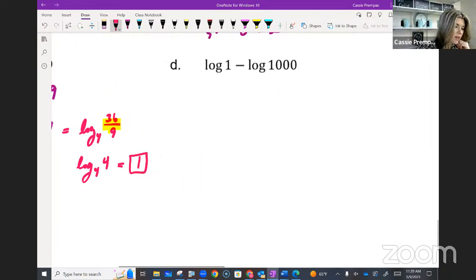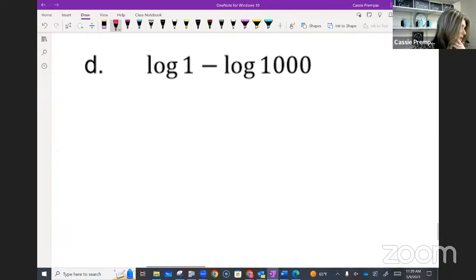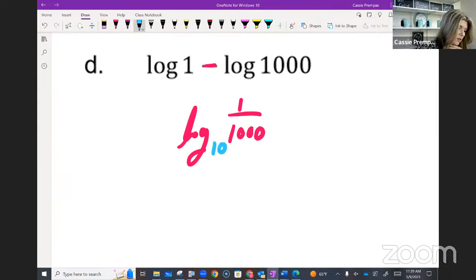Let's try this last one. A little tricky, not too bad. The minus sign, how do we bring them together? Divide, so this is log of 1 divided by 1,000. Hold on, there's no base. Good, it's 10. Write it in. And now we ask, what does this equal? This one's a little tricky, but I think you guys can do it. 10 raised to what power is 1 over 1,000?